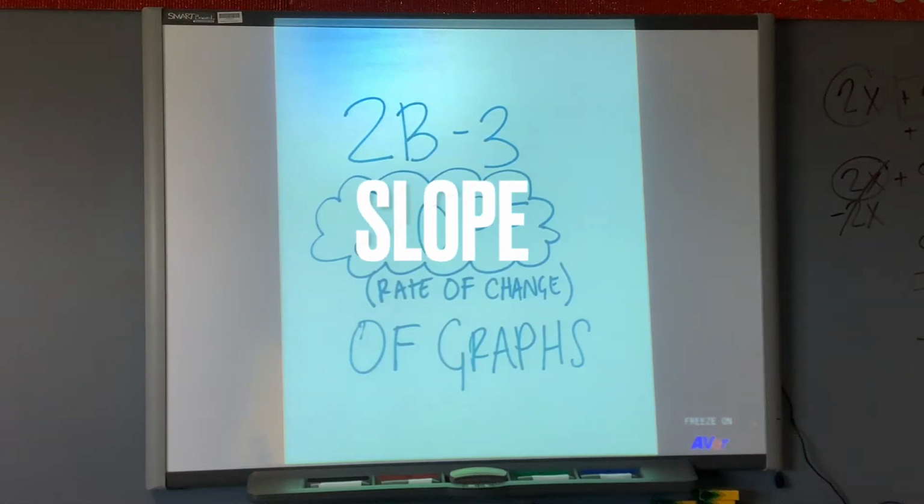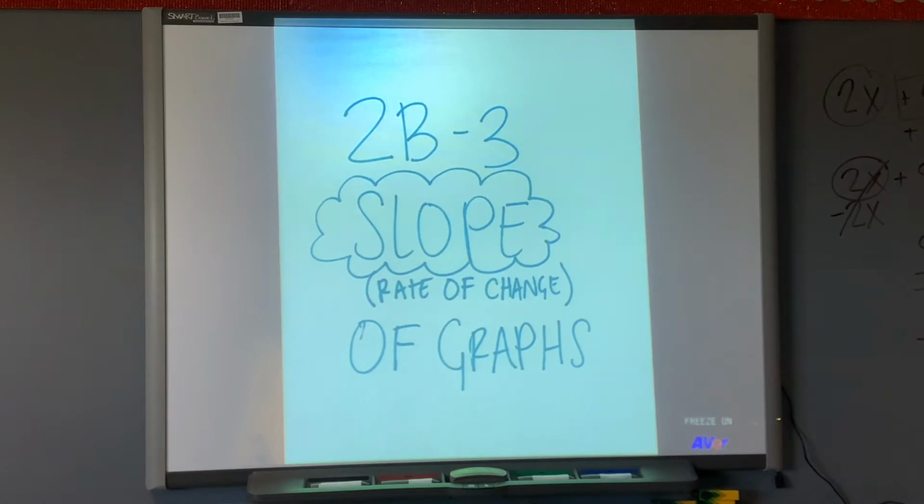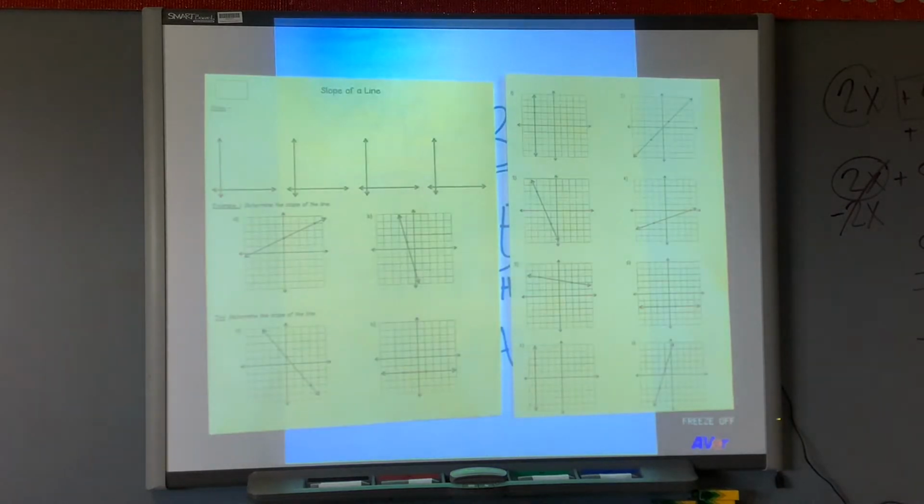Today's video lesson is all about slope of graphs. Slope is the same thing as the words rate of change. This is the title for today's lesson. If you want to put this at the top of your notes, you will also have two notes pages that go along with this. They are both yellow. One says slope of a line at the top, and the second one has 8 different graphs on it.